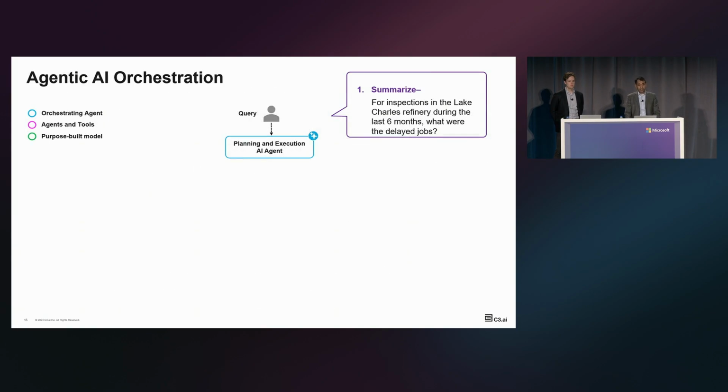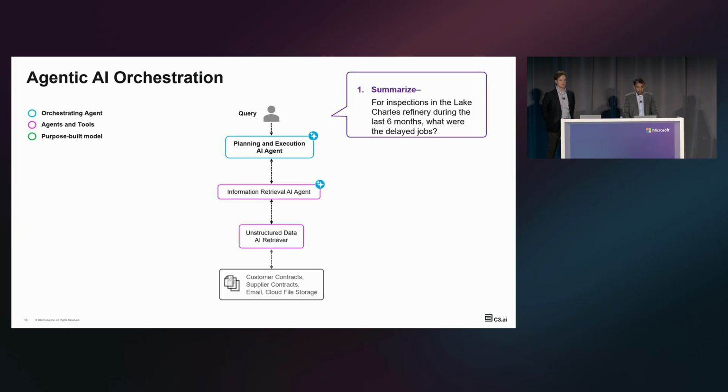Now let's talk about agentic orchestration. This is another core area where companies come to us. There's a lot of companies providing AI agents, but very few that can do agentic orchestration for really mission-critical, high-value applications with high accuracy. And that's what we focus on. So here, for example, you see our planning and execution AI agent that's interacting with a human querying a fairly complex question for inspections in a specific refinery in the last 6 months. What were the delayed jobs?